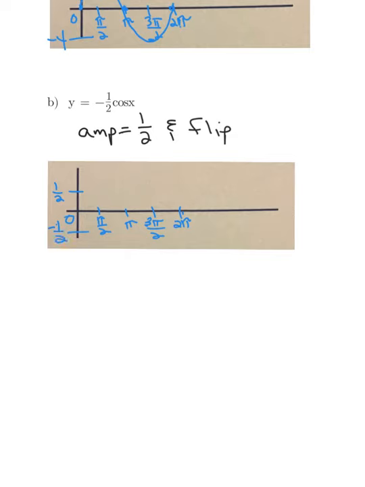Think back to the basic cosine graph that we learned. It started up at 1. So because we have to flip this one, this is going to start down at the negative 1/2, then go to 0, then go to positive 1/2, back to 0, back to negative 1/2. So here is the graph of negative 1/2 cosine of x.